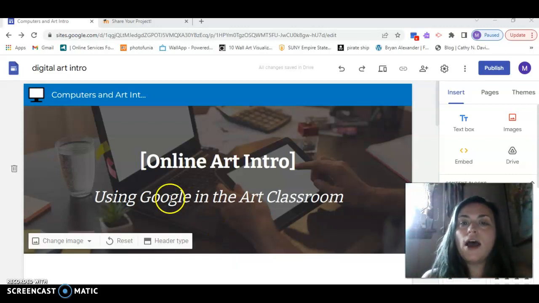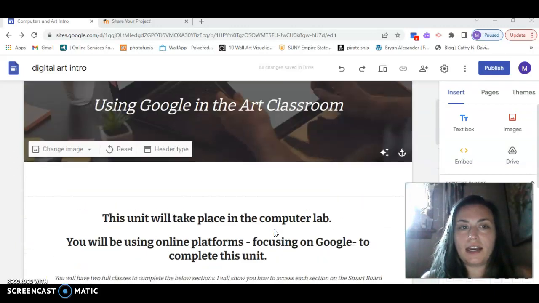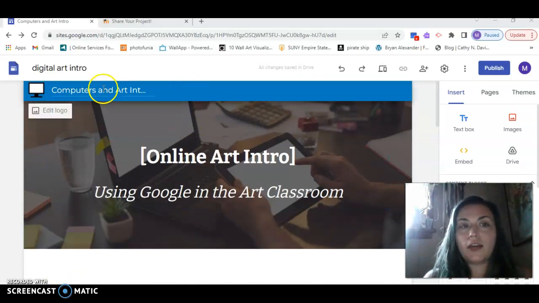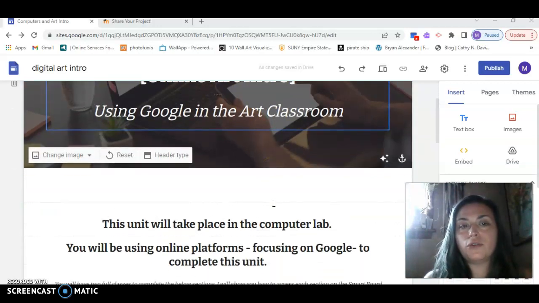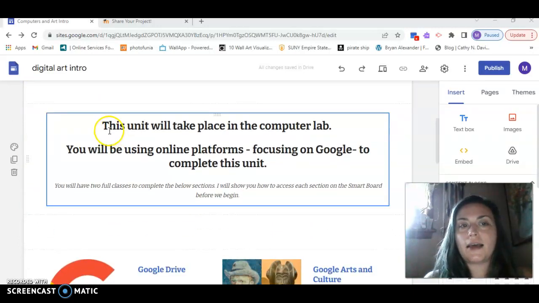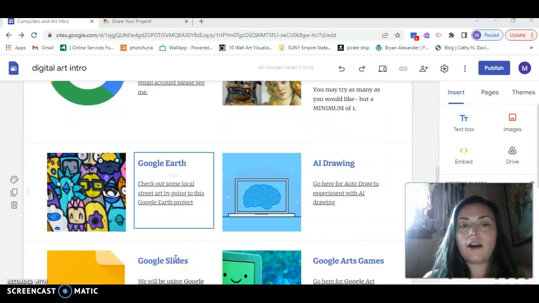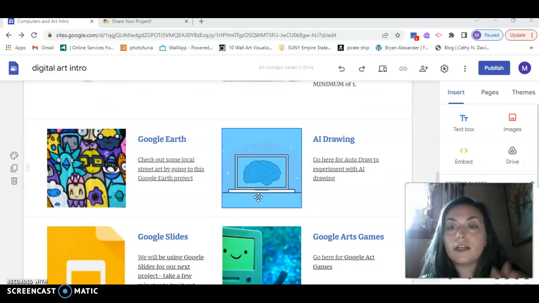After this, they went into their own different digital art projects, but I really liked the introduction of using just Google in the art classroom. So I made this site, and this is made for what the students see. Up here it says computers and art introduction, online art intro using Google in the art classroom. It explains to them where we're going to be and what they're going to use. Then I put these little sections in here where they are going to go on their own.